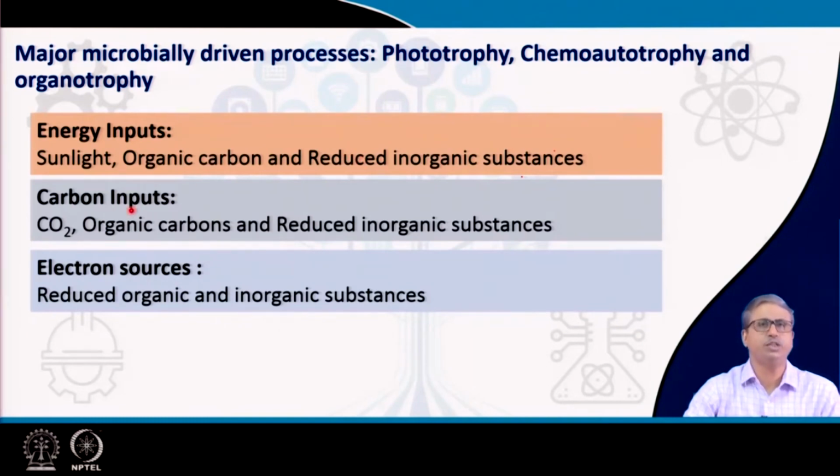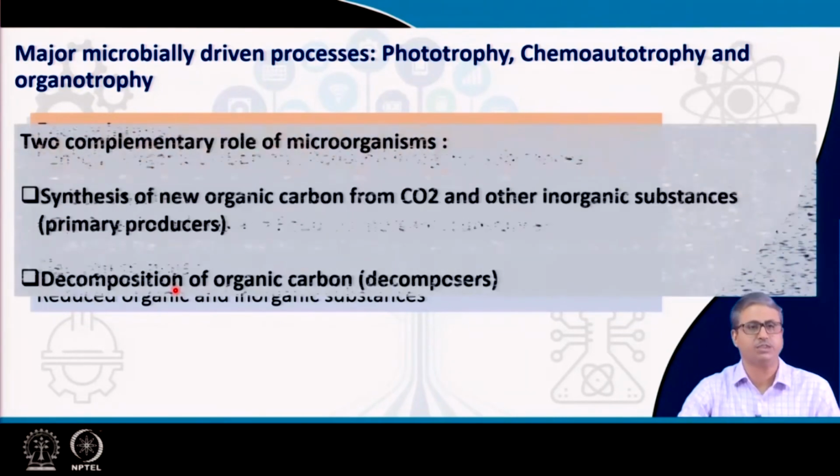The second one is the carbon input, that is the carbon sources and the extraction of the carbon and its assimilation into the cellular molecules. And this source of carbon could be carbon dioxide, could be organic carbon, and other reduced inorganic carbon could also be used. Electron sources include the reduced organic and inorganic substances. So, we are going to discuss in detail in our subsequent lectures how these are actually facilitated and how they are connected to the environmental biotechnology related processes.